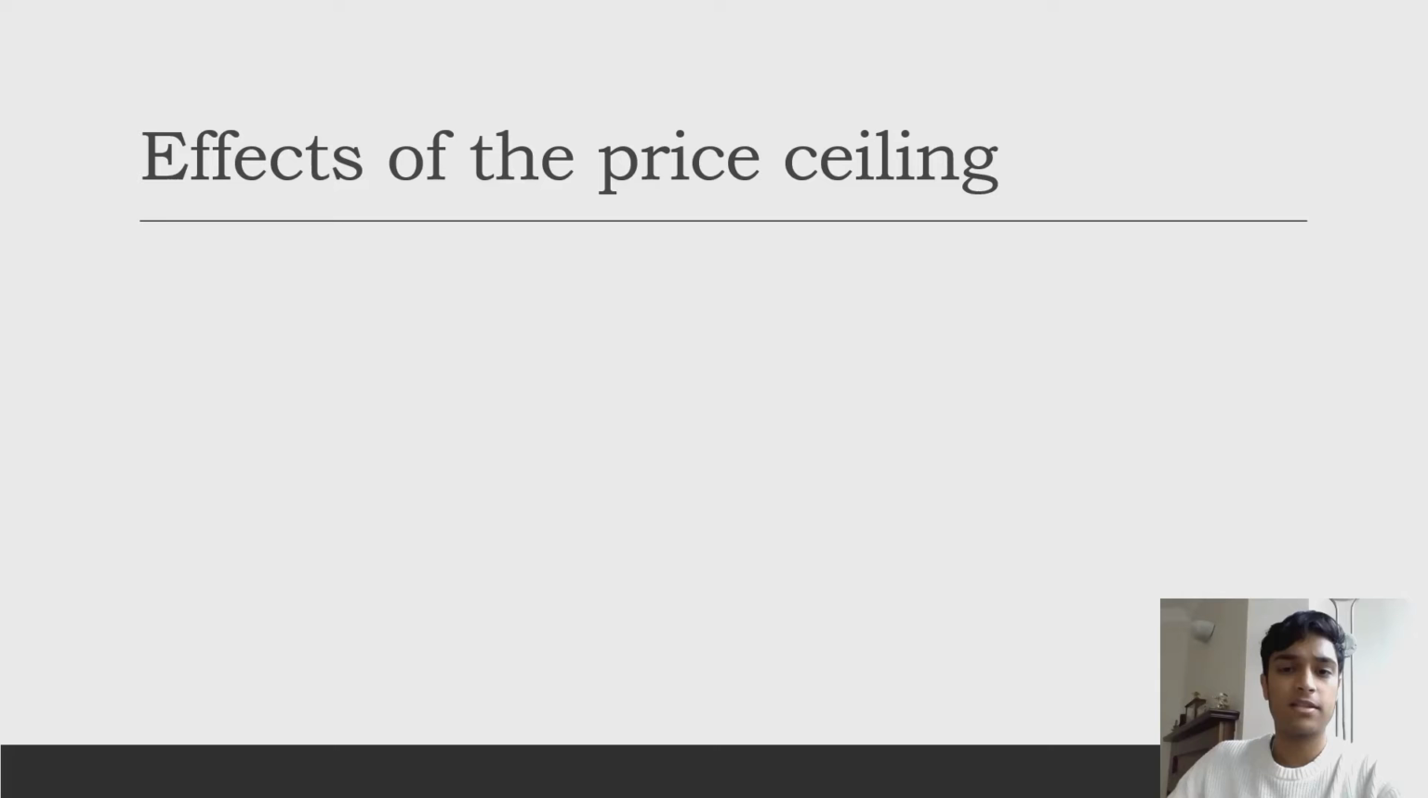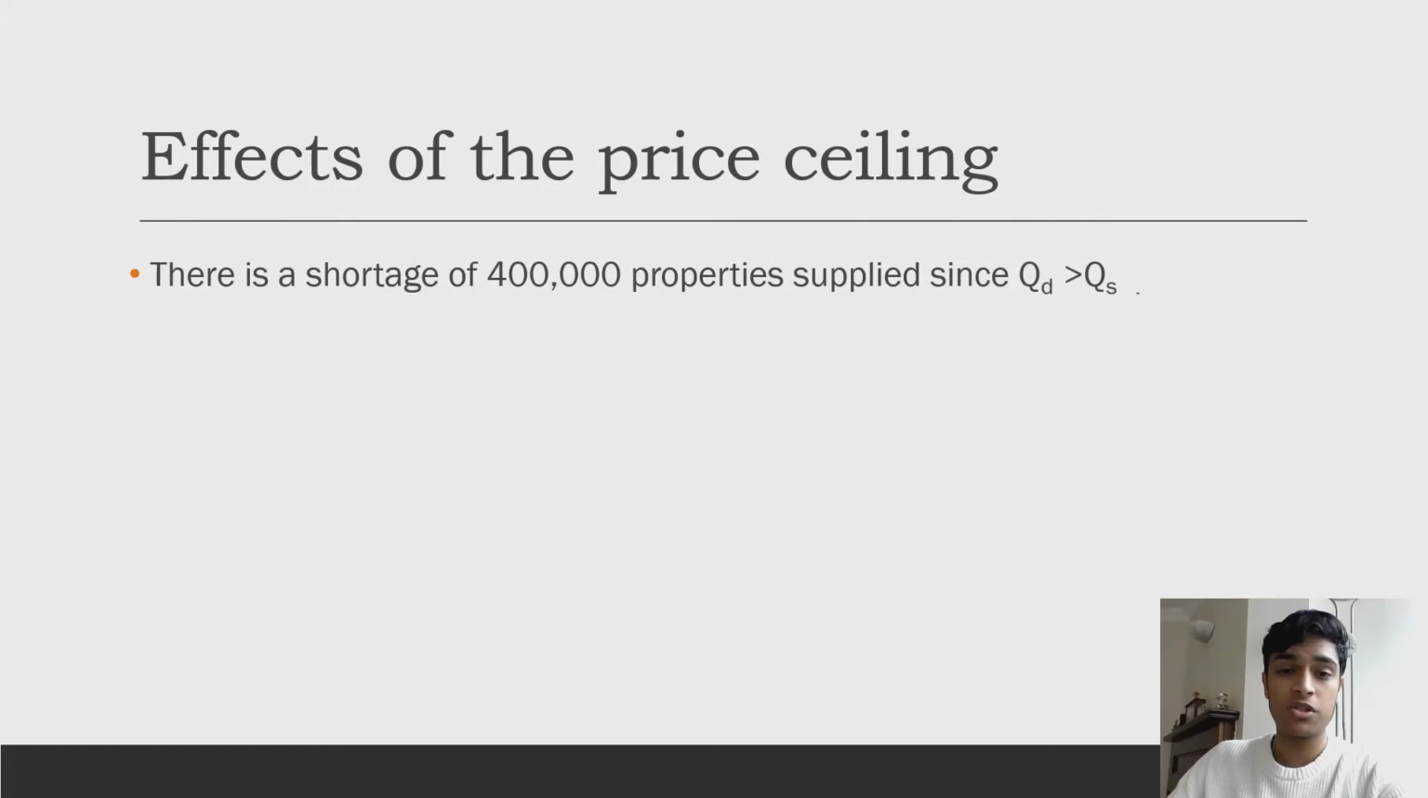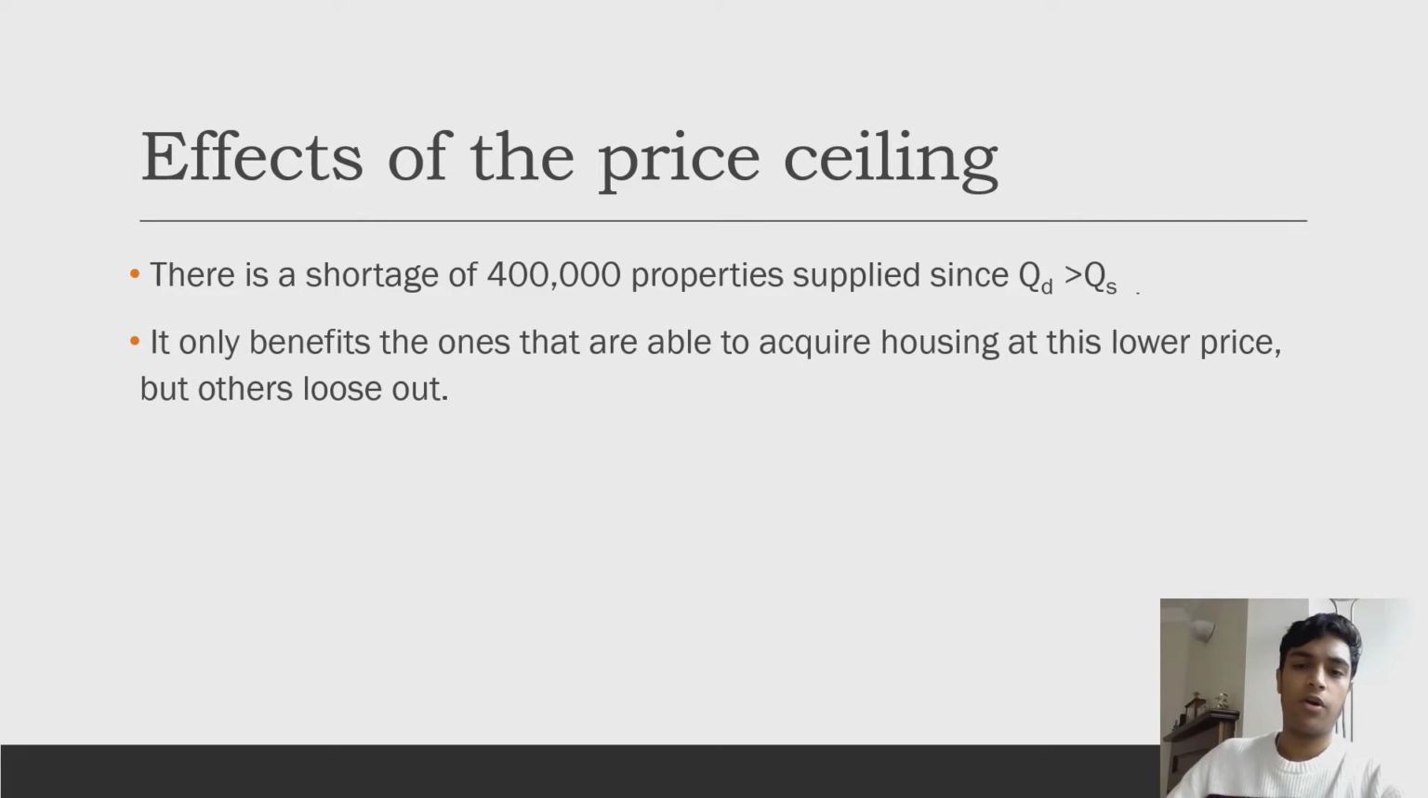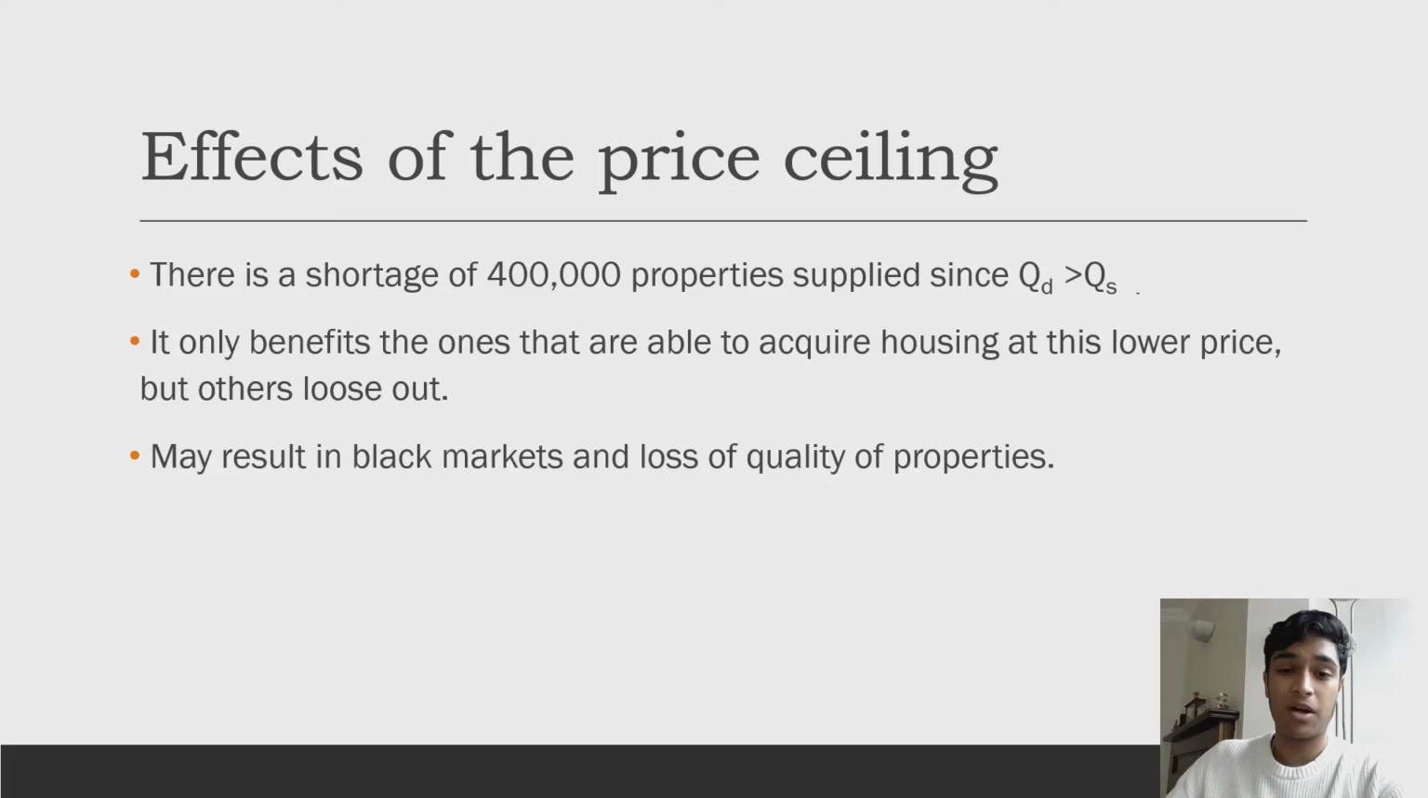So what are the effects of a price ceiling? There's a shortage of 400,000 properties because quantity demanded is greater than quantity supplied. There's less incentive for landowners to supply houses, so it may result in black markets and a loss of quantity of property supplied, and they may even exit the market, which is not good for consumers. And we looked at deadweight loss in the last slide.